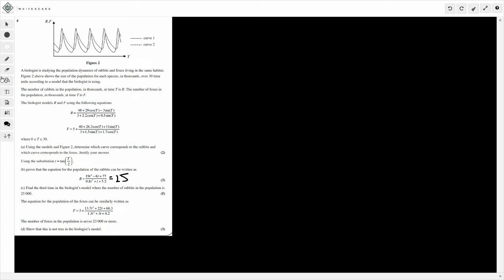And finally for part D, this is a really long question. I've had to undo it all about 3 times. Part D, we're nearly there now, so we've just got to show that this model here for the foxes has been written like this. So they've done all the work for us with the substitutions. We've been given this model. And it says the number of foxes in the population is never 23,000 or more. We have to show that this is not true for the model that they've given.